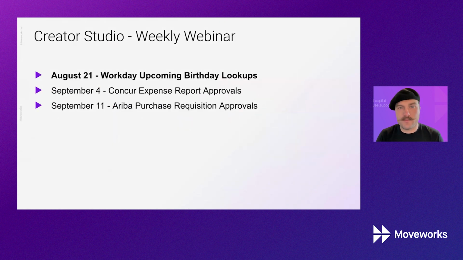A quick preview of the upcoming sessions that we'll be having in the coming weeks. Next week, we'll be discussing Concur expense report approvals. Sorry, rather, not next week, but 2 weeks from now. Next week, we will be skipping. And then the following week on September 11th will be the Ariba purchase requisition approvals.